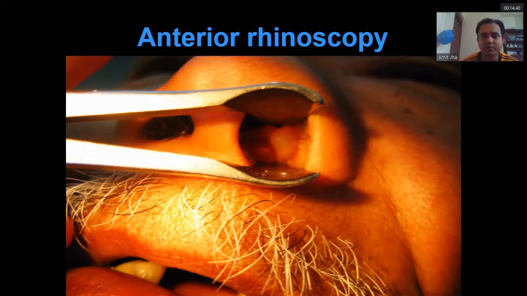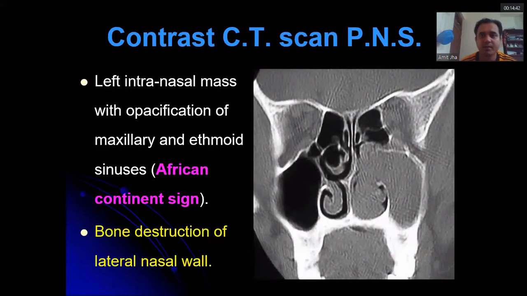So rhinoscopy will show you a mass like this. With any tumor and with most of the diseases of the nose, we always suggest a CT scan, and the CT scan should be contrast enhanced. Left intranasal mass with opacification of maxillary and ethmoid sinuses. Look here. So this is the Africa sign, right? This is how it appears in inverted papilloma.